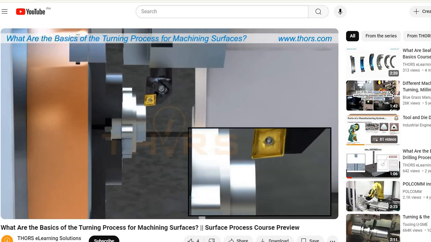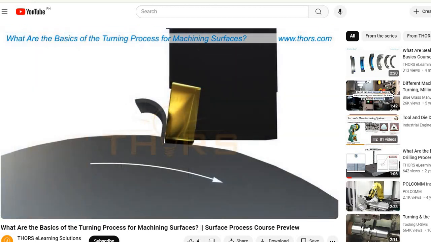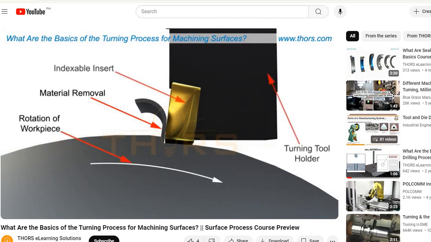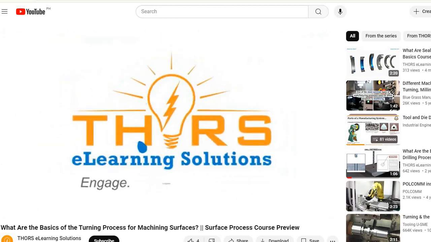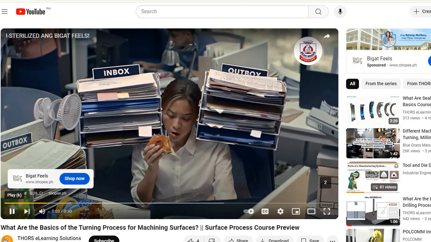During the facing process, the tool moves perpendicularly to the workpiece rotational axis. As in all turning processes, material removal is accomplished due to the relative motion between the workpiece and the cutting tool. Okay, so the tool is stationary while the workpiece rotates.